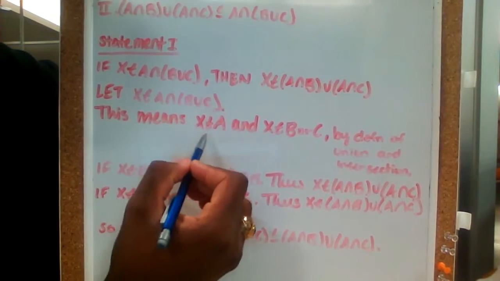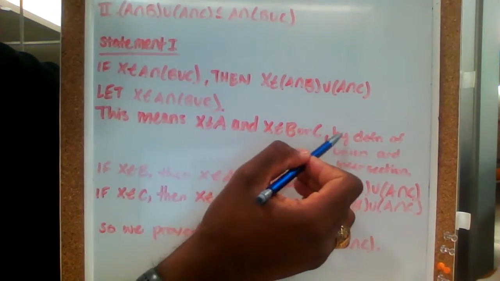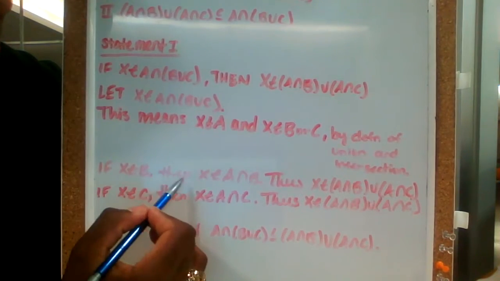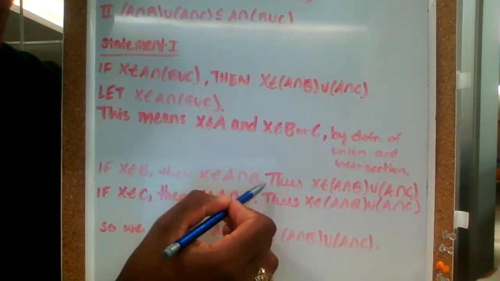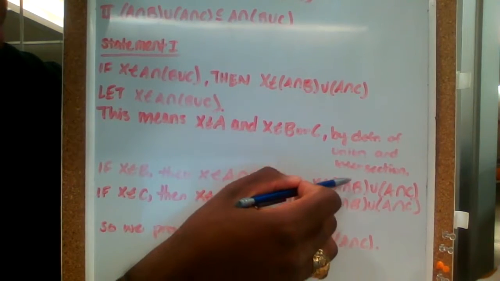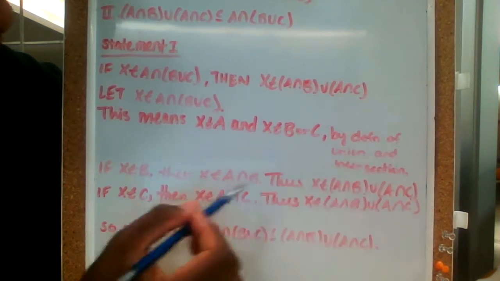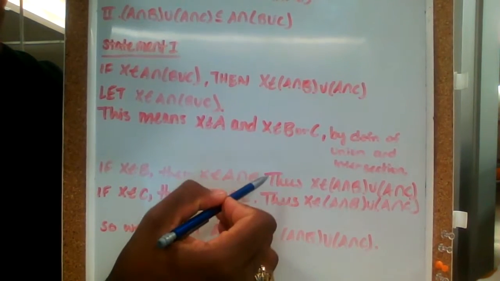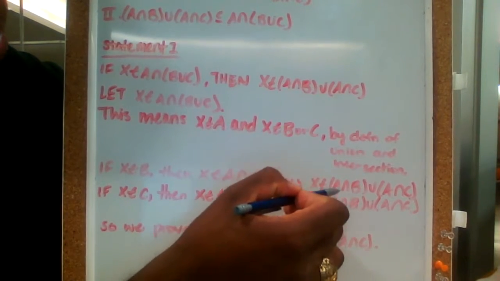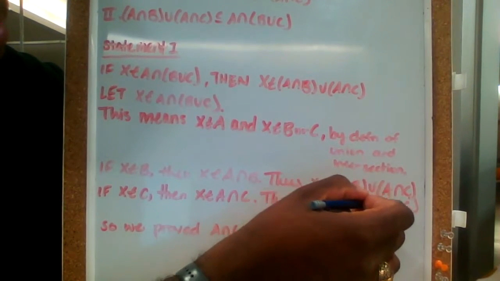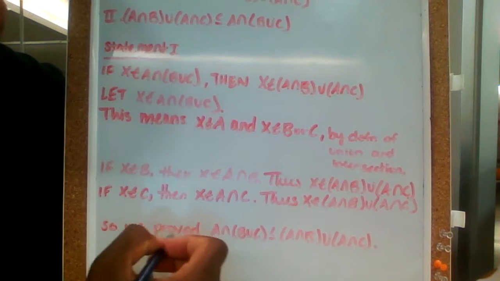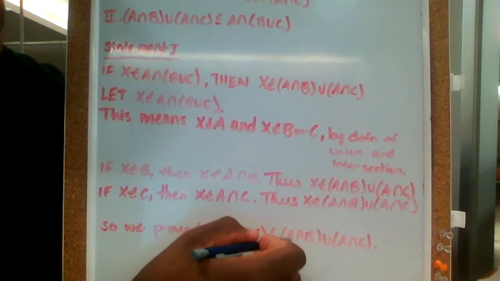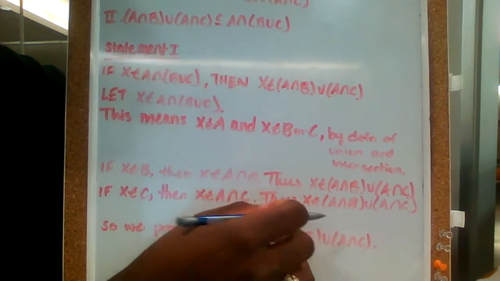This means that x is in A and x is in B or C by the definition of union and intersection. If x is in B, then x is in A intersect B. Thus x is in (A intersect B) union (A intersect C). If x is in C, then x is in A intersect C. Thus x is in (A intersect B) union (A intersect C). Therefore we have proved the statement A intersect (B union C) is a subset of (A intersect B) union (A intersect C).